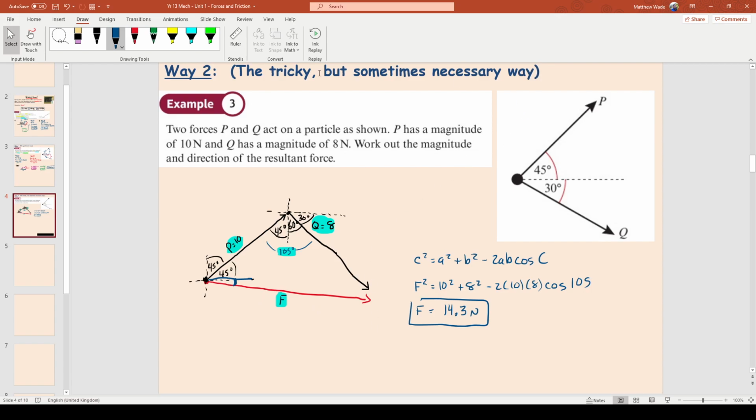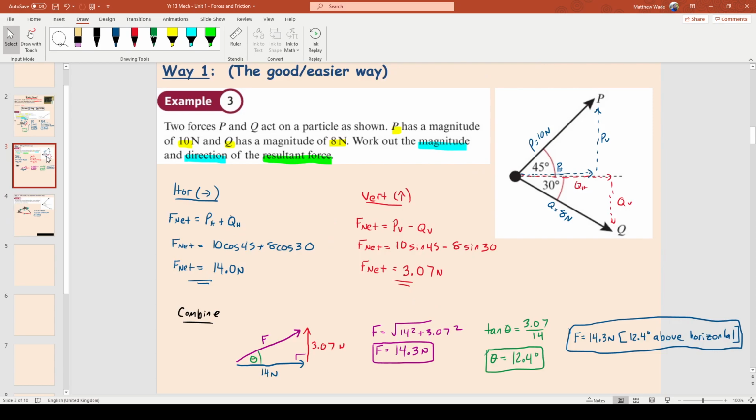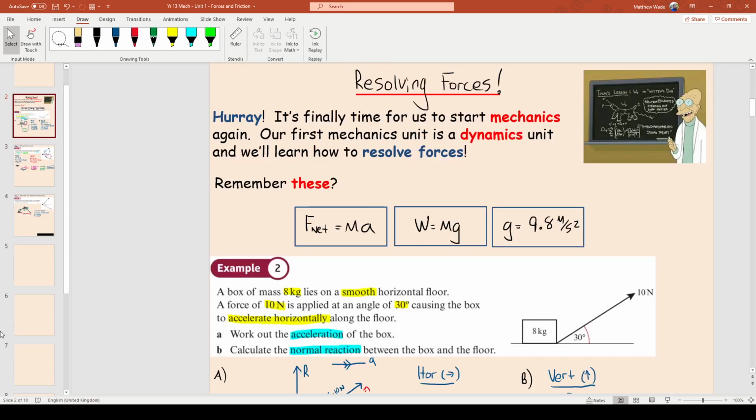So, again, there you go. You can do it that way. That was a bit better, I think you'd agree. And this is a normal physics question.